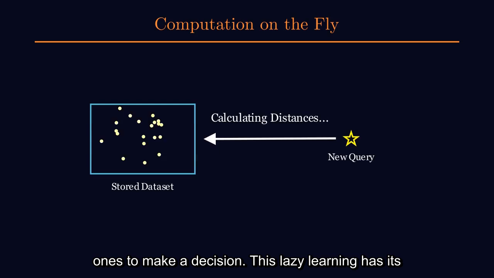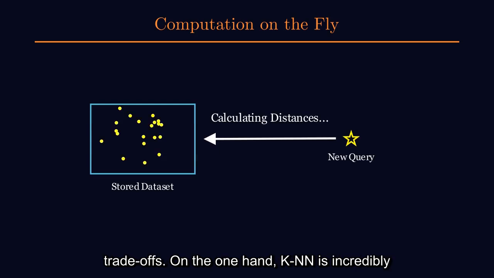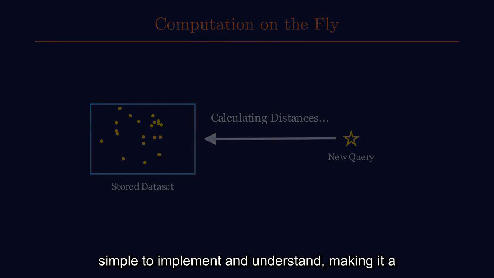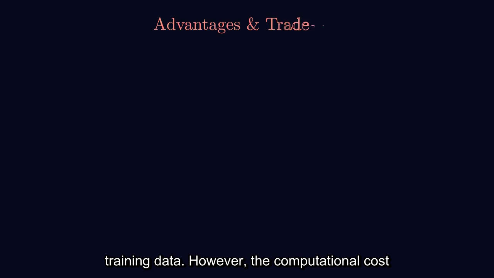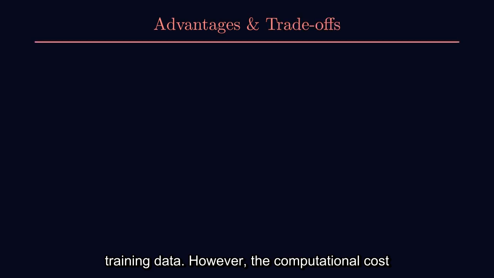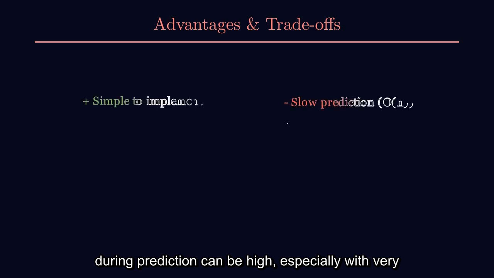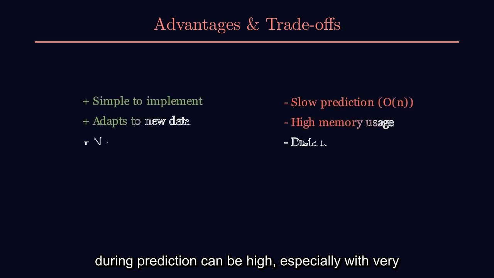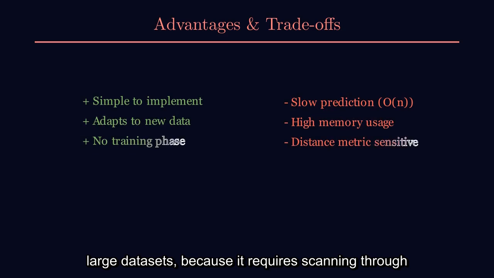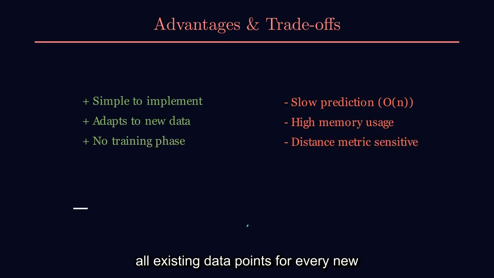This lazy learning has its trade-offs. On the one hand, KNN is incredibly simple to implement and understand, making it a great baseline model. It also adapts easily to new training data. However, the computational cost during prediction can be high, especially with very large datasets, because it requires scanning through all existing data points for every new classification request.